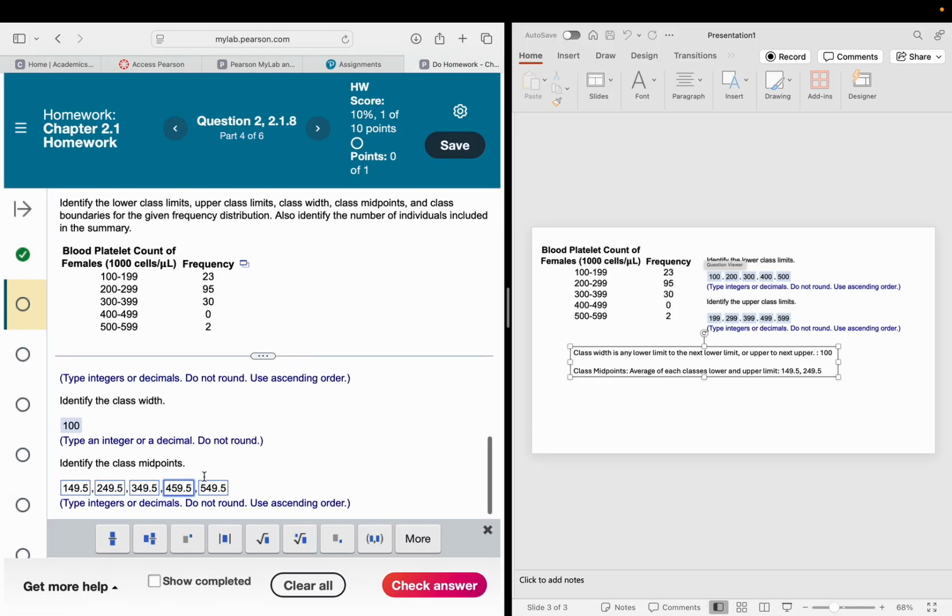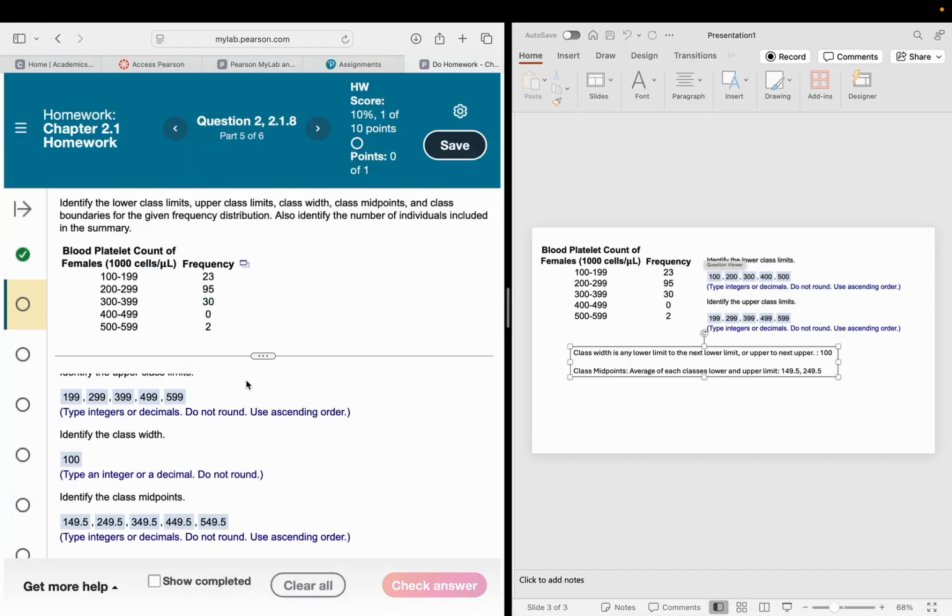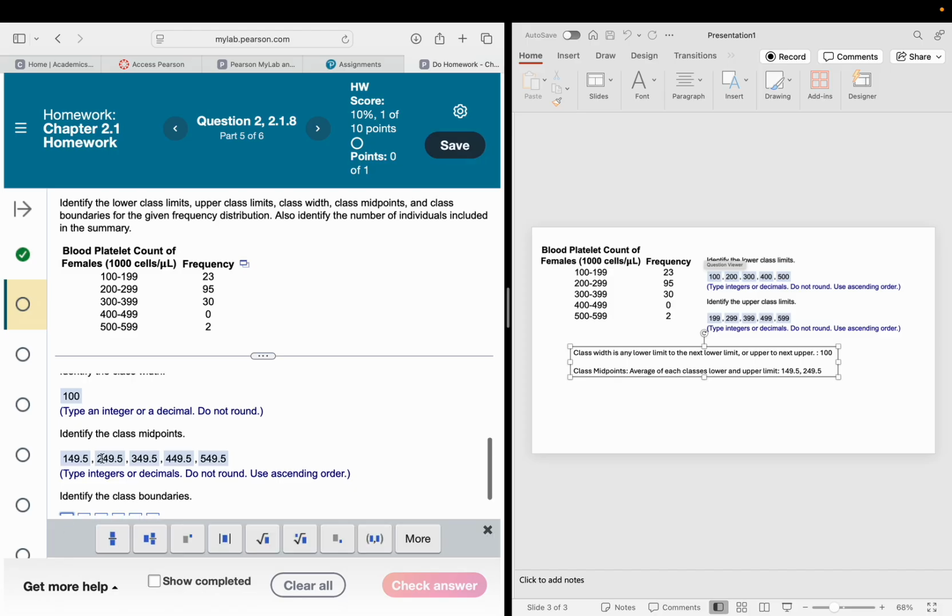Mistyped that one. 449.5. There we go. All right, up next, the class boundaries.